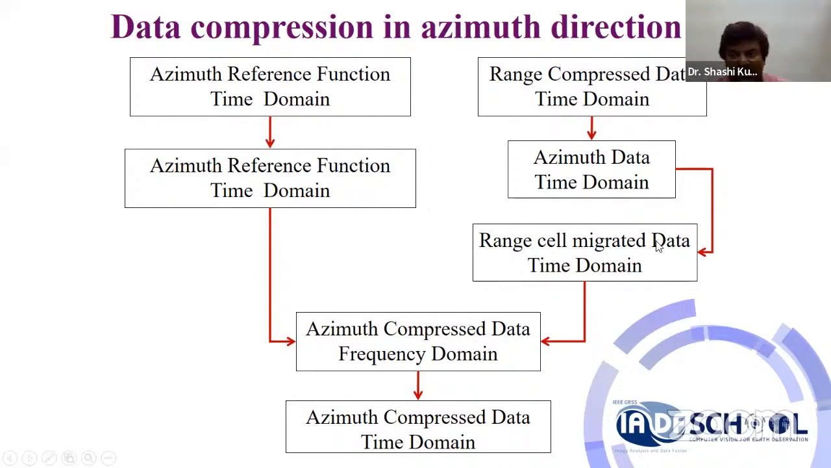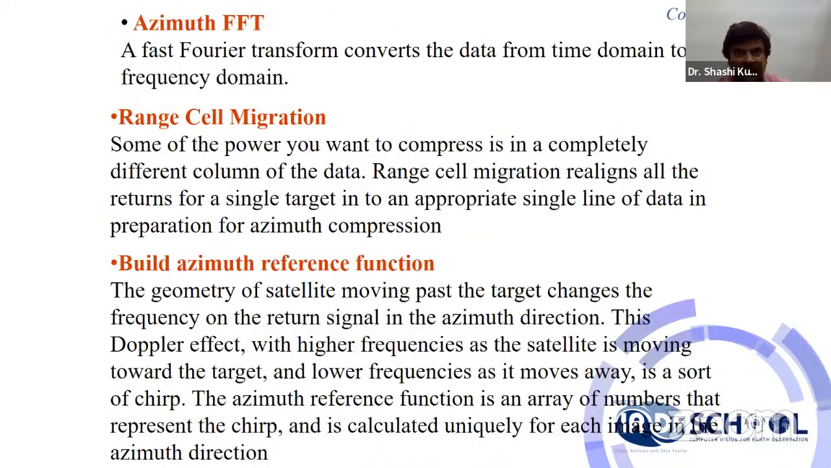And here the range cell migrated data in the time domain will be there. It will be converted to the frequency domain. And again, it will be multiplied with the complex conjugate of the azimuth reference function. So finally, the data set will be converted into the compressed data set in the azimuth direction. And when the inverse fast Fourier transform is implemented, the data set will be converted from the frequency domain to the time domain. The fast Fourier transform will be implemented to convert the data set from the time domain to the frequency domain.